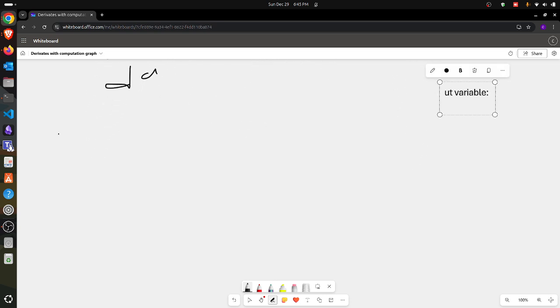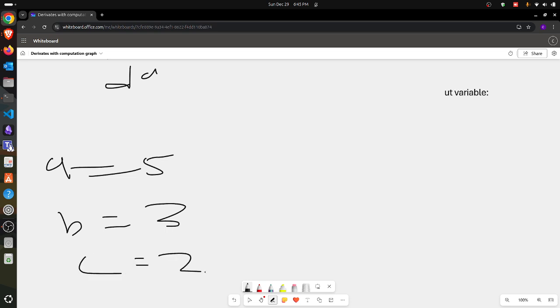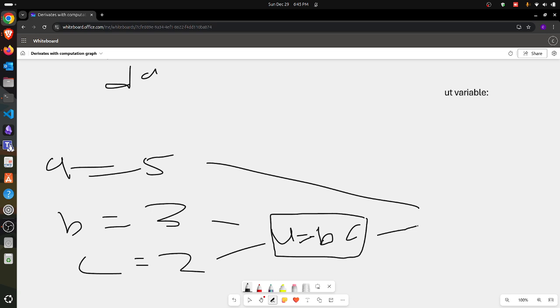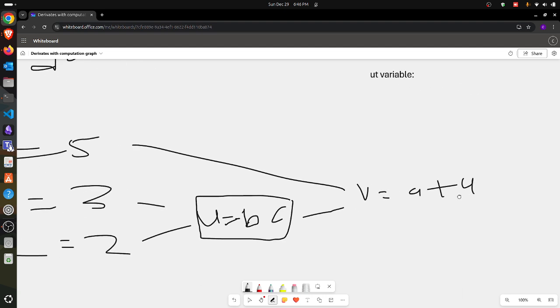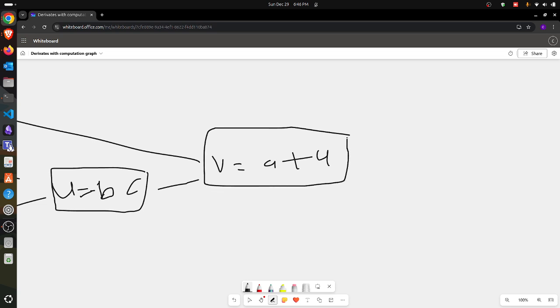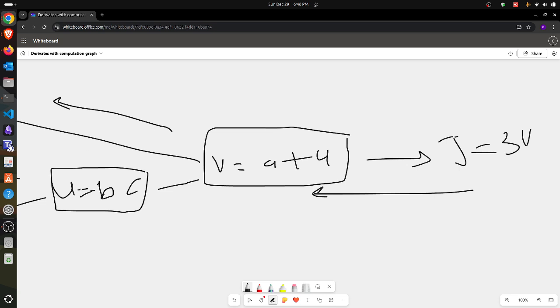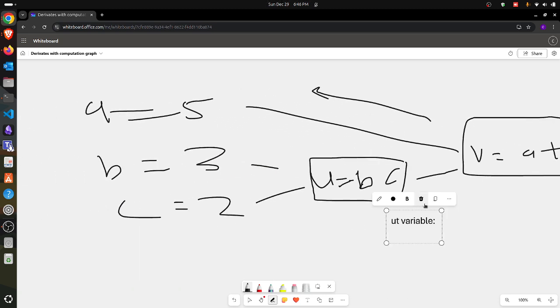So let's write the whole thing again. a equals 5, b equals 3, and c equals 2. Now combining these two, u is going to be equal to b times c, and combining these two, we're going to get v equals a plus u, and that is going to give j equals 3 times v. So all back propagation is using derivatives to find our way backwards in this graph. So that is how you are going to visualize the whole thing to find any of a, b or c.